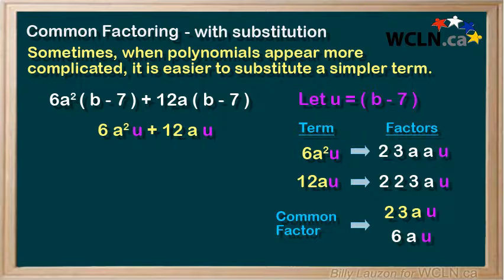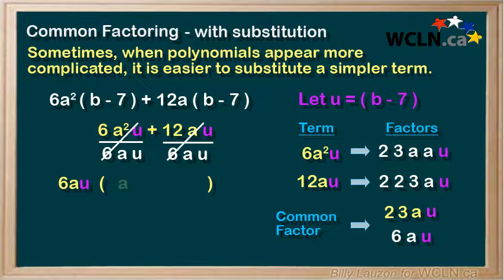So let's take this common factor and factor it out of the two terms. So again, we set up our bracket. We take the 6au and divide it into each of the terms. This will leave us an a for the first term and a 2 for the second term. Well, that wasn't so hard.